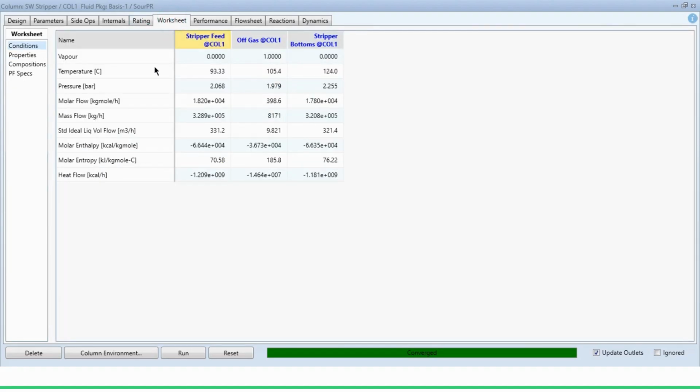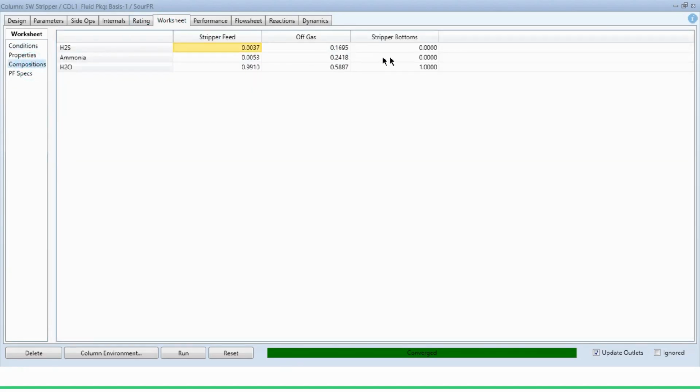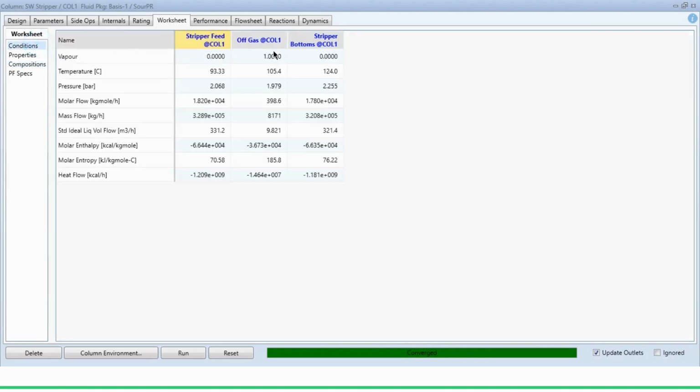If we go to the worksheet, in compositions, we can see that at the stripper bottoms, pure water is obtained, while the H₂S, ammonia, and a slight part of water go through the off gas. The vapor fraction of this off gas is obviously 1 because it is pure gas. The liquid stream is this one, whose vapor fraction is 0.